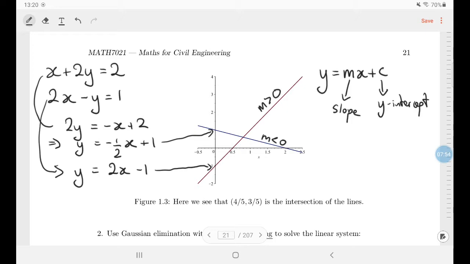If they have the same slope, there's two possibilities. Either the lines are different, in which case they're parallel and there is no intersection, or the lines are actually the same line, in which case there are infinitely many solutions.